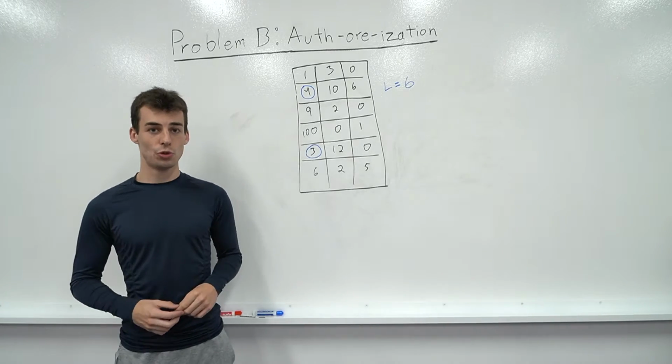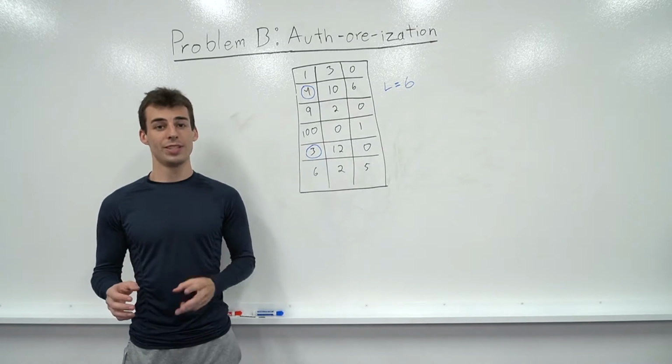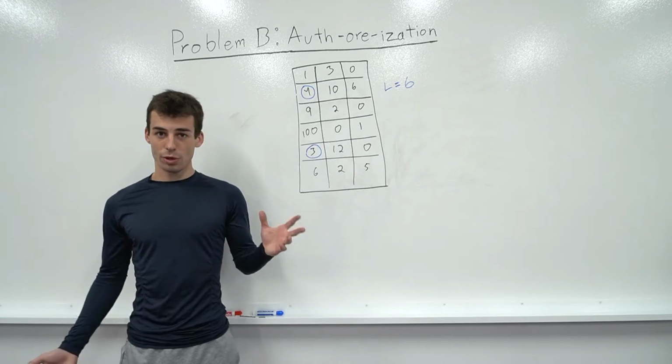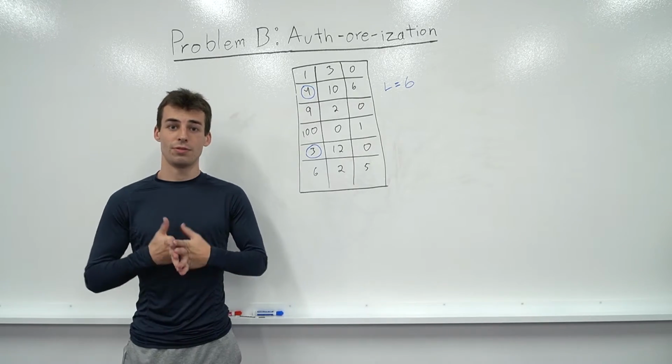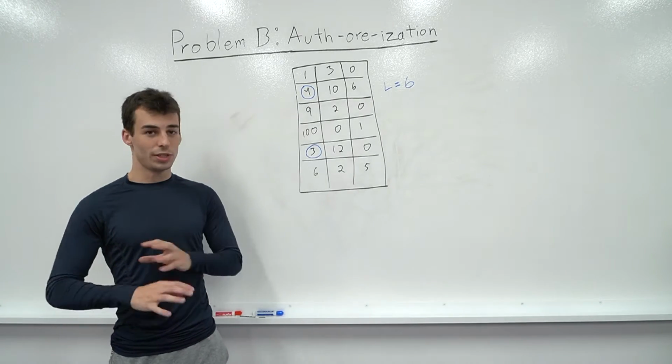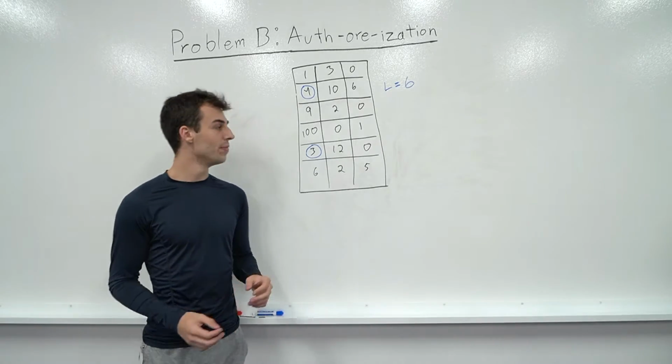Now we have a very important restriction on this grid. That's that the width of the grid is at most 3. The height can be rather large, up to like 1,000,000, but the width is very small. So we are definitely going to use that in our solution.